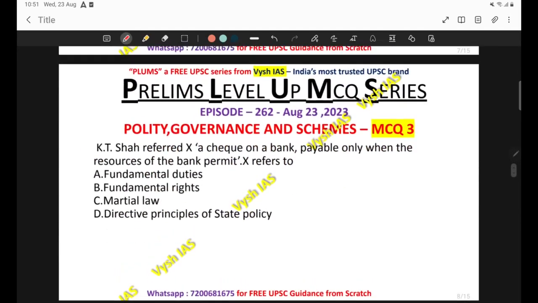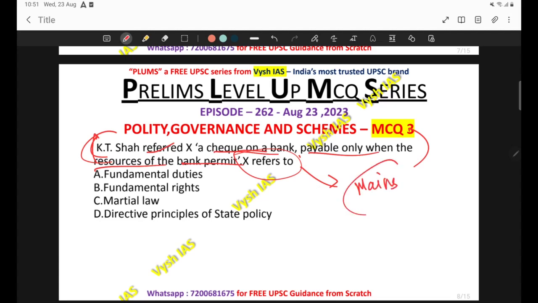Come to the next. KT Shah referred to X as a check on a bank payable only when the resources of the bank permit. Here X refers to what? As I have said earlier, they can pick up some direct statements from the mains perspective and put them as a statement in prelims. This is another example of such a pattern. The same point you can use in mains also. So if you want, you can note it down.